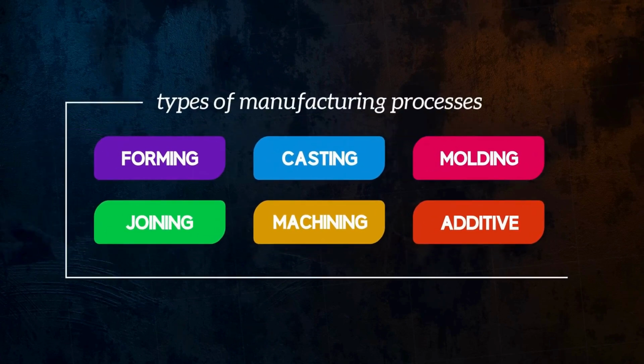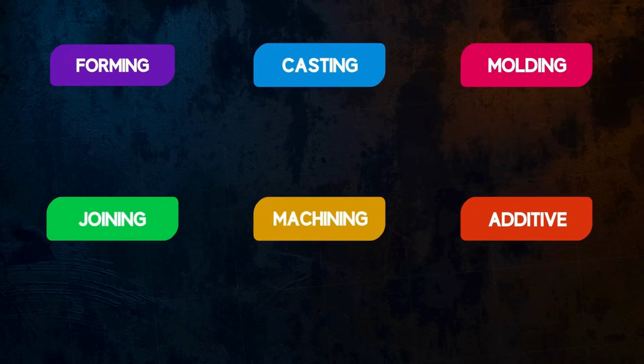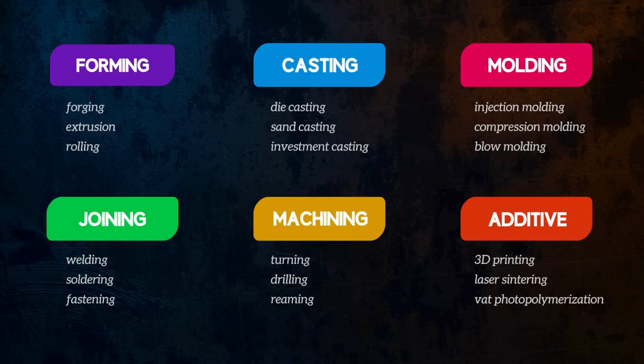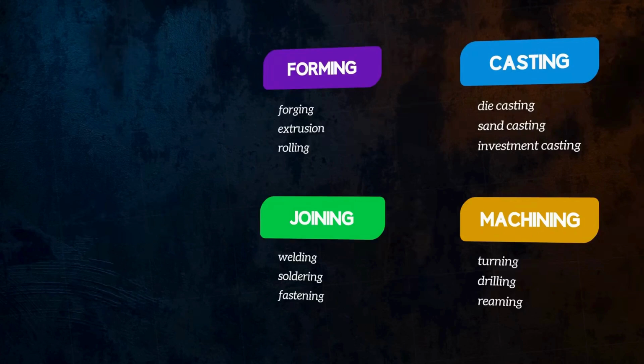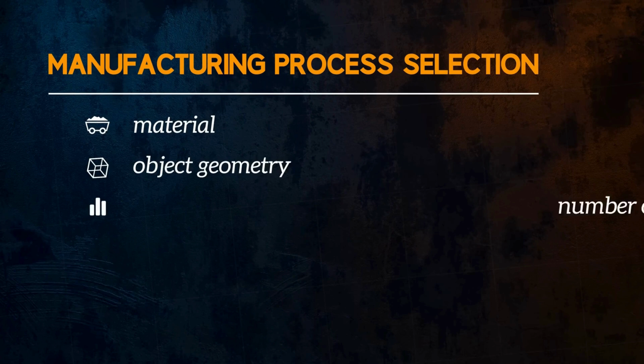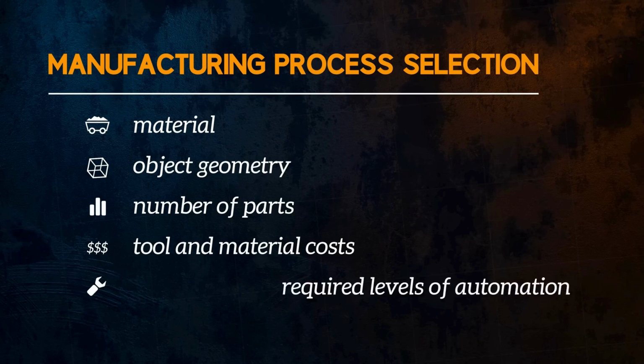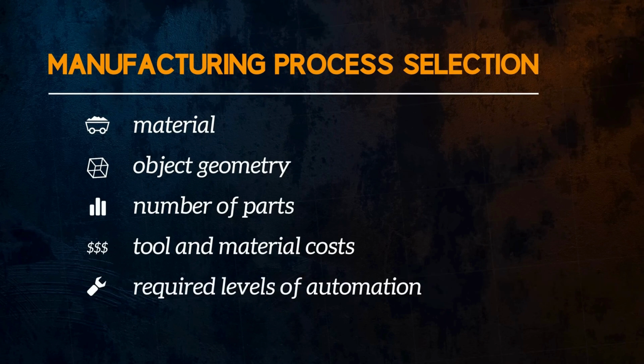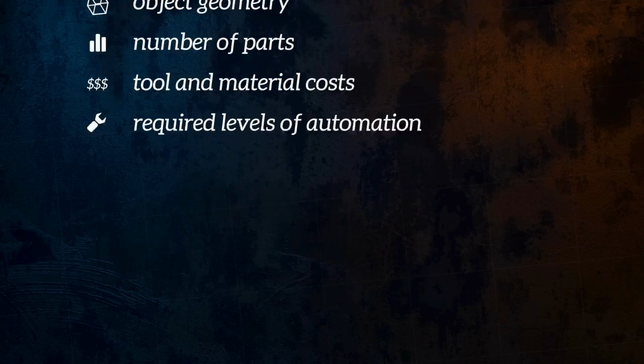Each one of these categories contains a large number of different manufacturing techniques. There are a lot of different factors which need to be considered when selecting the right manufacturing process. This includes the material you are working with, the geometry of the object, the number of parts you are producing, tool and material costs, and required levels of automation, to name just a few. Let's look through each of the 6 categories in detail.